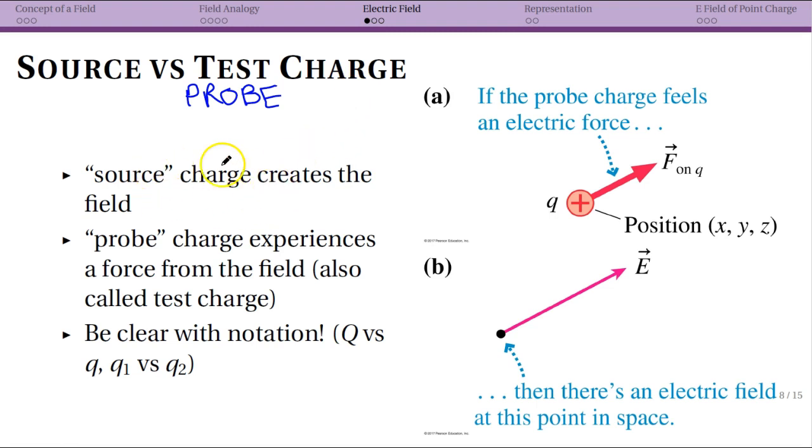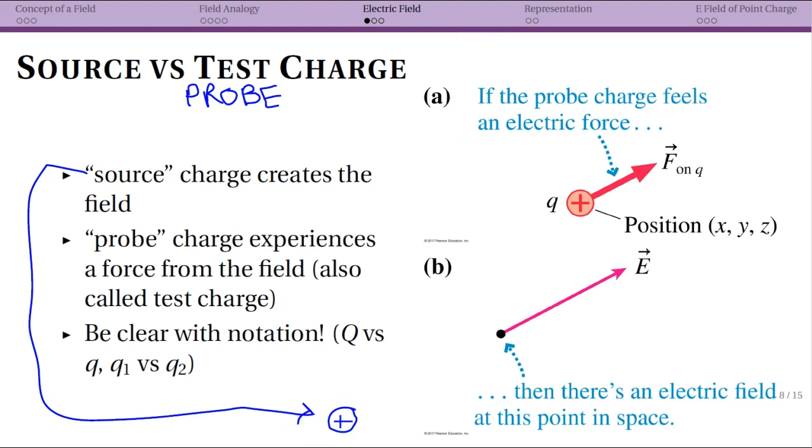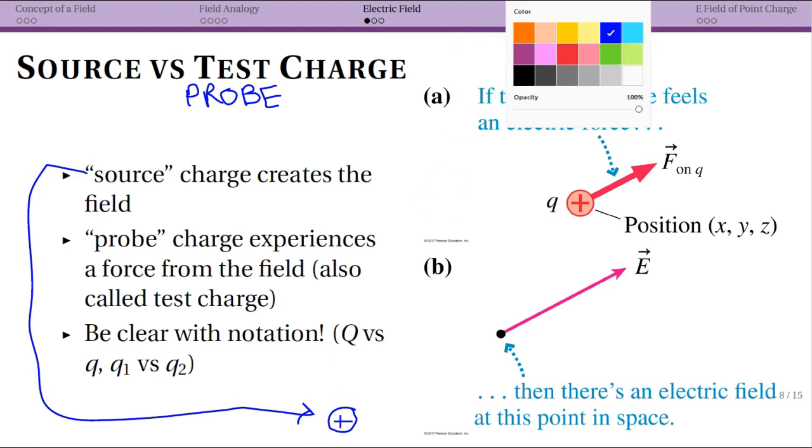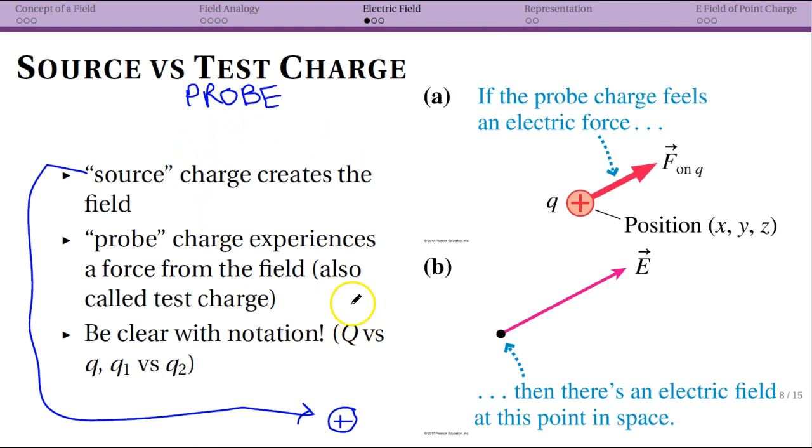So the source is creating a field. And in this case, we're not actually showing the source. There's some sort of source, I don't know, over here maybe. So we have some source charge, but then we have a probe charge. And the probe charge is different. The probe charge experiences the field, the source charge creates the field. So they're two different charges.